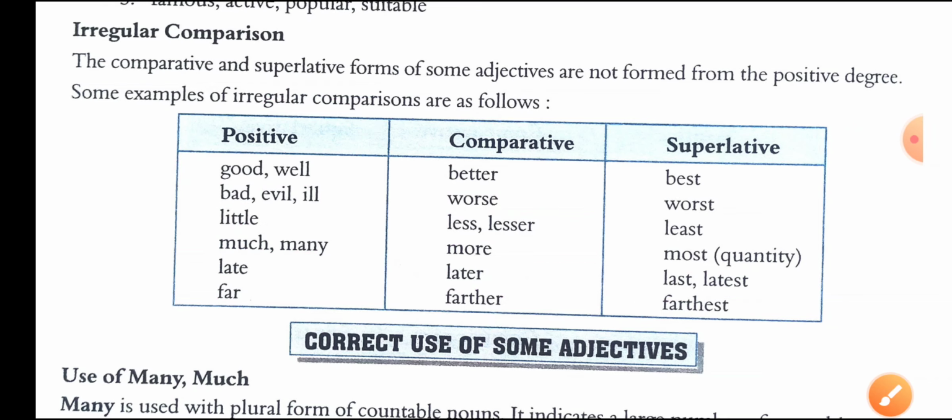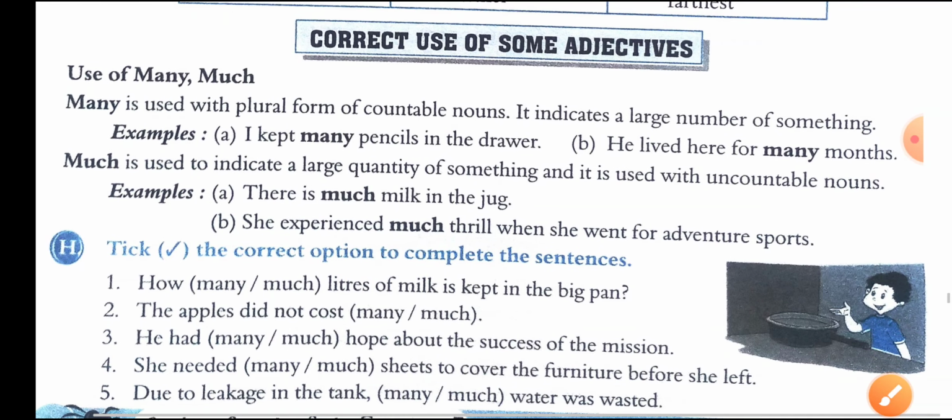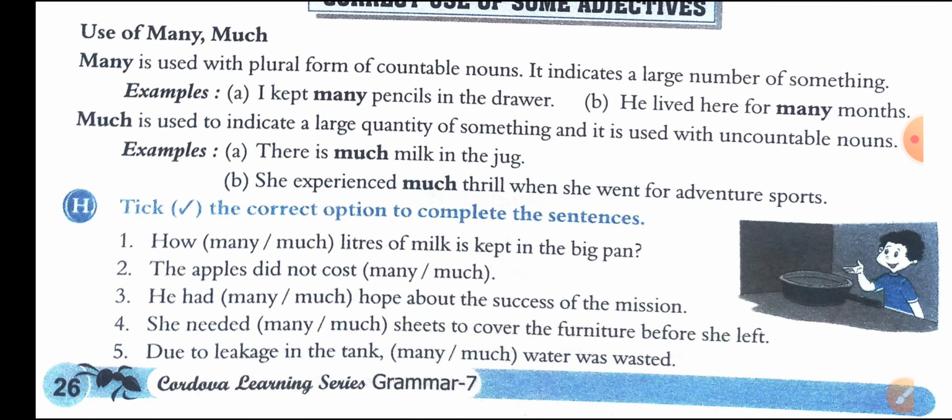Next exercise is correct the use of some adjectives. Use of many and much. Now this exercise, guys, is very important for your examination, and in most cases students get confused about where to use many and where to use much. But I will give you the easiest trick: many is used with the plural form of countable nouns, right? It is given here in your book too.